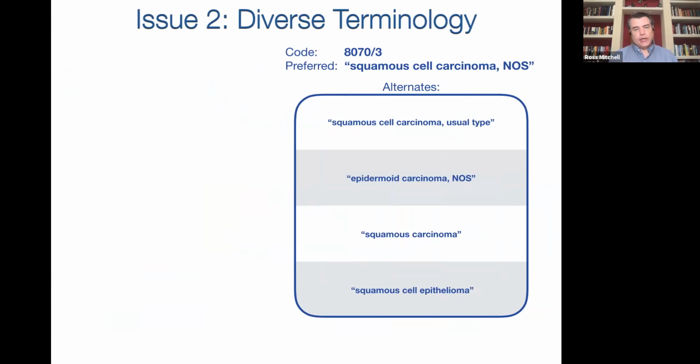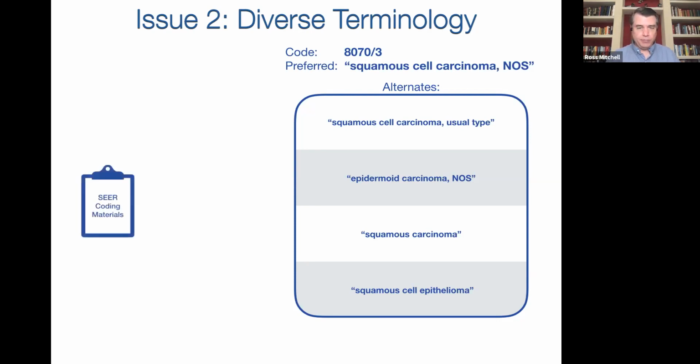So once we've trained this system, we still have this goal to transfer these extracted phrases and convert them into a standardized code for use downstream. And the codes themselves are quite complex, as you might imagine. I'm showing you an example here. This is from the SEER tables. The code 8070/3 corresponds to squamous cell carcinoma not otherwise specified. That's what the NOS stands for.